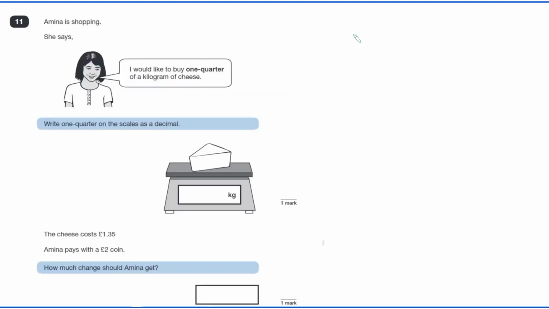Moving on to question number 11. Amina is shopping. She says, I would like to buy 1/4 of a kilogram of cheese. 1/4 is like this. Write 1/4 on the scale as a decimal. 1/4 is 0.25 kilogram. Now the cheese costs £1.35.